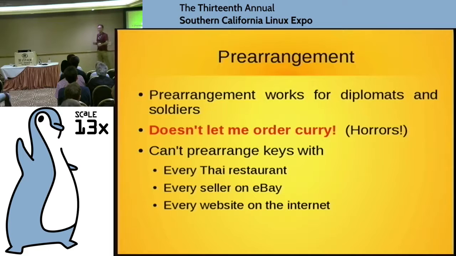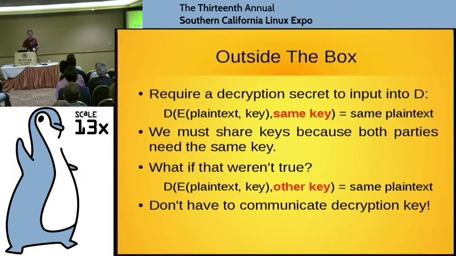You can't prearrange a key with every seller on eBay that you might want to buy something from. You don't even know who they are. You can't do it with every website on the internet. Yeah? Okay, so what that really means is that as we've done it so far, encryption doesn't do what we actually would like to do with encryption.